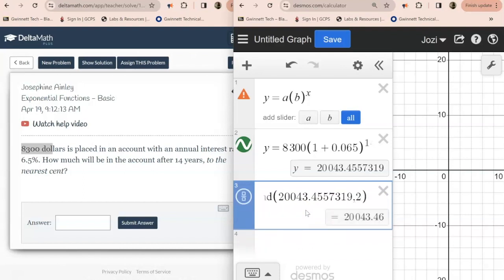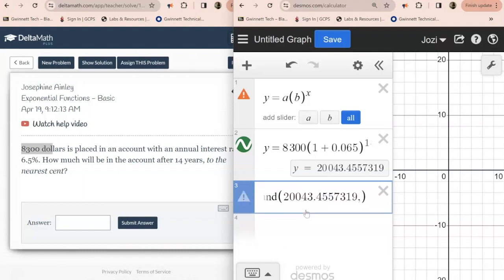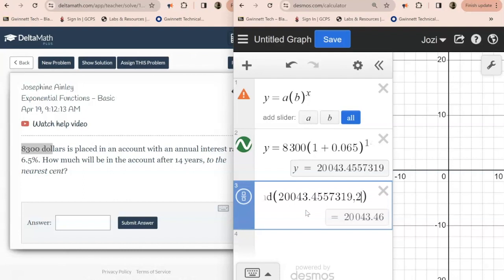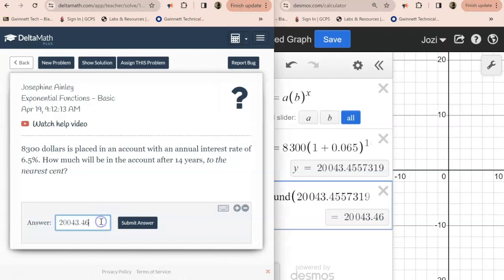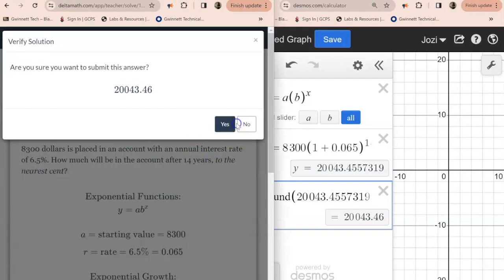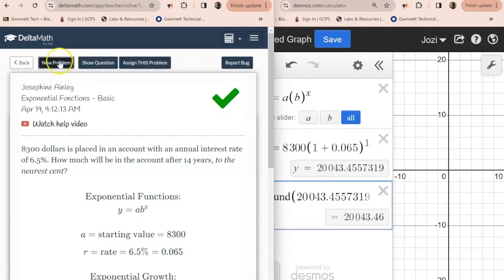That's one number, that's two numbers, that's three numbers, that's four numbers, that's five numbers. If I want cents, I want two numbers after the decimal. That looks like money, so this is my actual answer. Control C, Control V. Oh, that didn't work, oh, that did work. All right, so growth, one plus, decay, one minus.